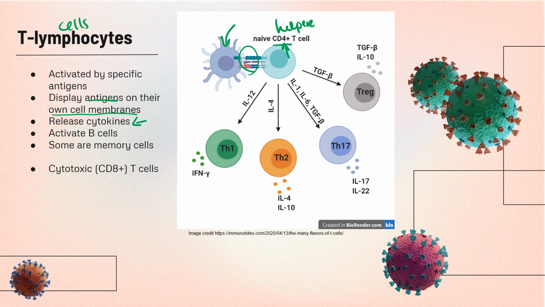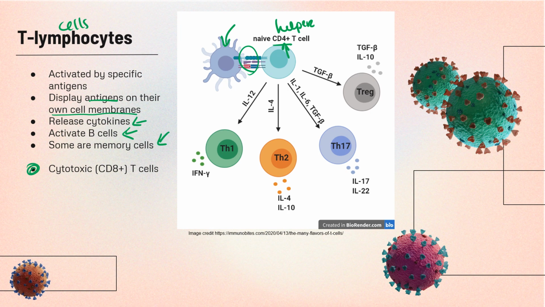Cytokines are specific types of ligands involved in chemical signaling that is then going to help to activate the next guy that we're going to talk about, those B cells. Some of our T cells will be memory cells and will remember what these specific antigens look like so that we can stimulate an immune response really, really fast in a secondary infection.